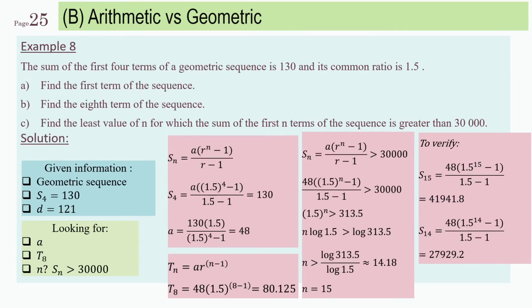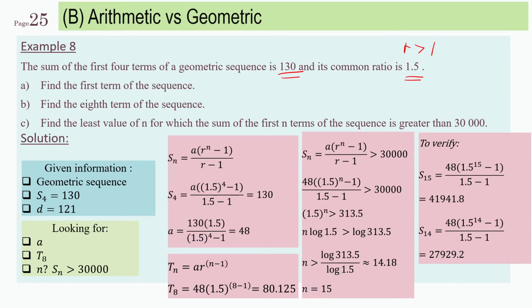For example 8, the sum of the first 4 terms of a geometric sequence is 130 and its common ratio is 1.5. Find the first term, the 8th term, and the least value of n for which the sum of the first n terms of the sequence is greater than 30,000. Since they only give us the sum of the first 4 terms and the common ratio is 1.5, r is greater than 1, so I am going to use the formula a(r^n minus 1) over r minus 1.